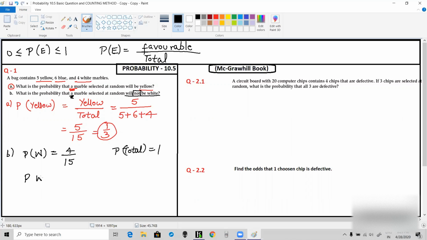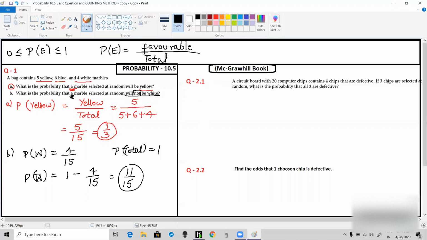Now, as I said before, the probability of all the events is always 1. So if I want to find not white marbles, I can just subtract the probability of white from 1. So that means 1 minus white, and when you solve it on calculator or manually, you will get 11 by 15, which is your answer. If needed, you can convert it to the percentage, but generally probability doesn't ask for percent. So that's the left-hand side part of the questions.